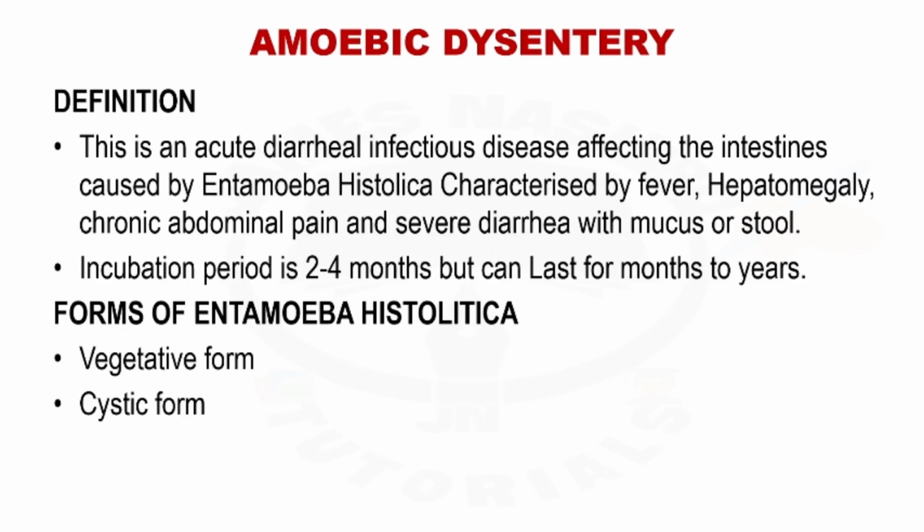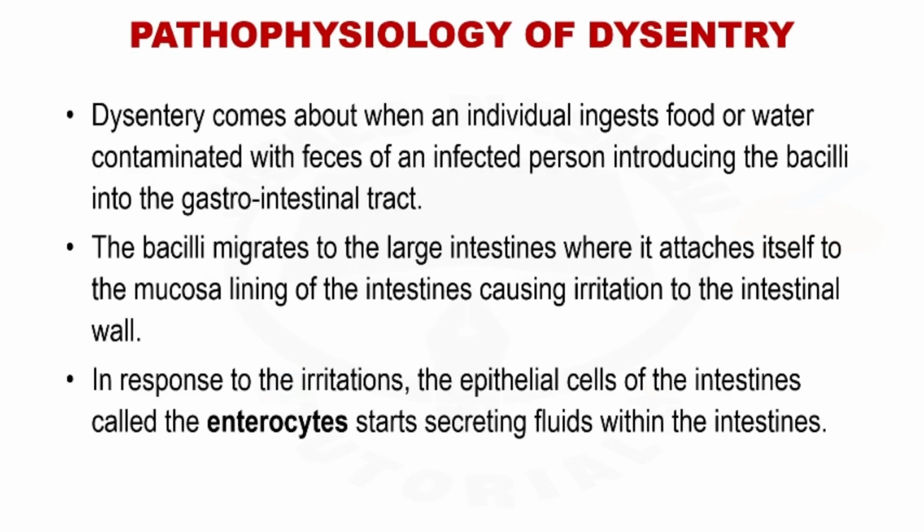So the forms of Entamoeba histolytica: it can appear in vegetative form and also cystic form. So that is all for amoebic dysentery. Now let's look at the pathophysiology of dysentery.